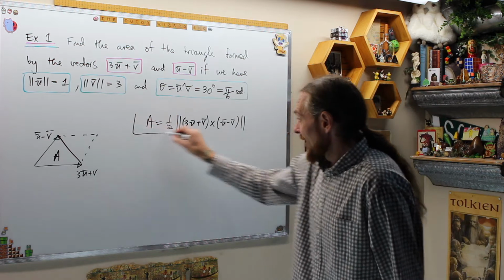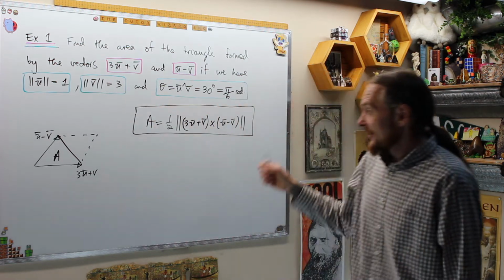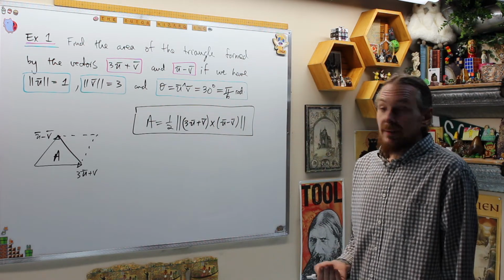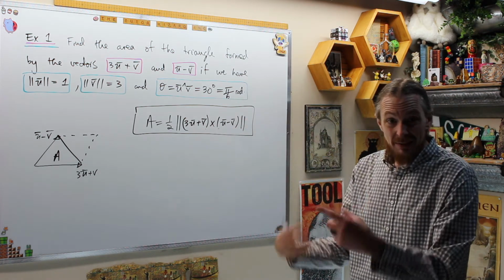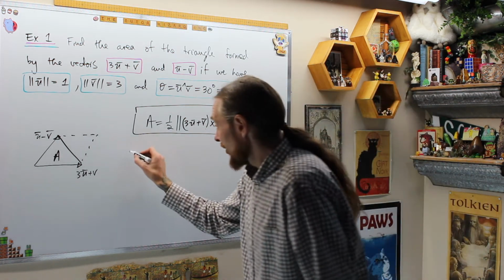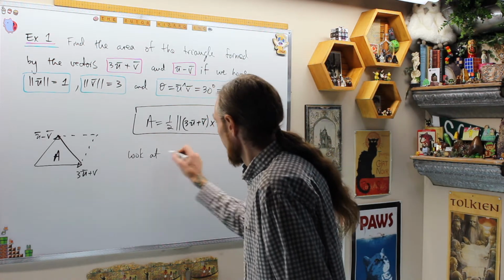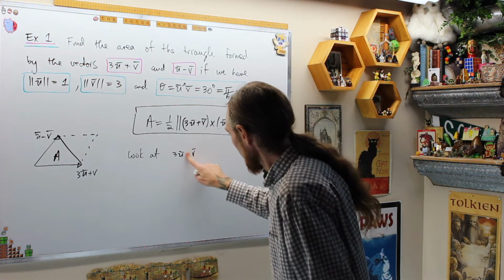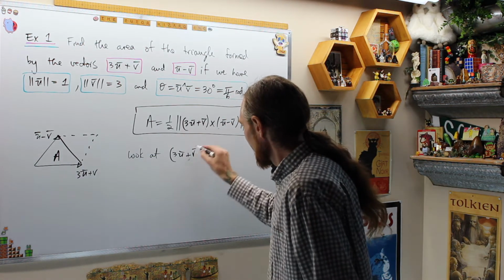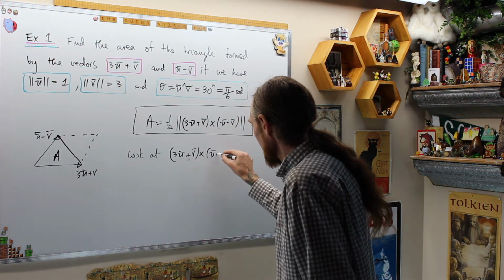Now, I'm not going to start with that. What I'm going to do is use the norm at the end. But first of all, let's unwind just that cross product with all the machinery, and this is where the theorem comes in. I want to look at 3U plus V cross product with U minus V.